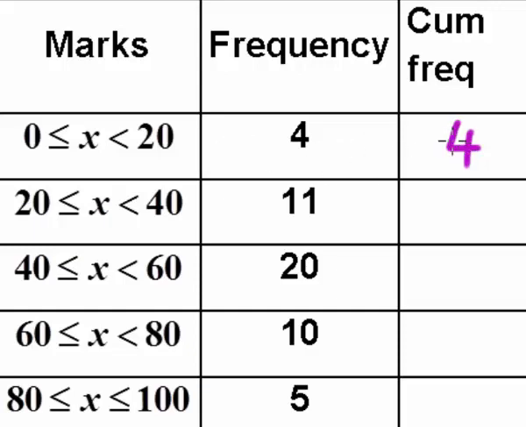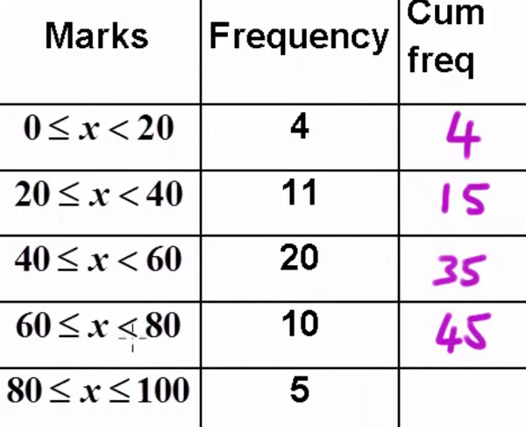Okay, then you say 4 plus 11 is 15, which means that 15 kids got below 40. But remember, 4 kids got below 20, and 11 kids got between 20 and 40. But if you add these two up, 15 kids got below 40. Now what's 15 plus 20? Gives you 35. 35 kids got below 60. Then 35 plus 10 is 45, and 45 kids got below 80. And then 45 plus 5 is 50, so 50 kids got below 100.